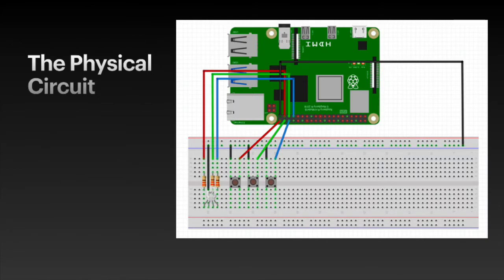Now here's the physical circuit that I had set up, and if you want to learn more about this, again, check the description. I have a link to the video where I described it at length and also went through details in the code of how the circuit works, how those buttons control the RGB LED.